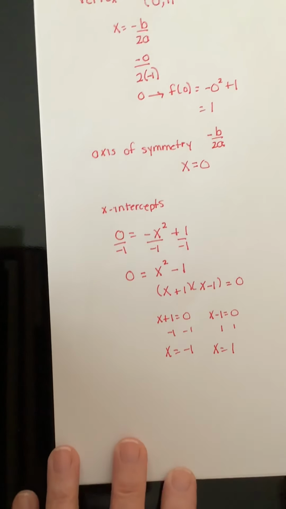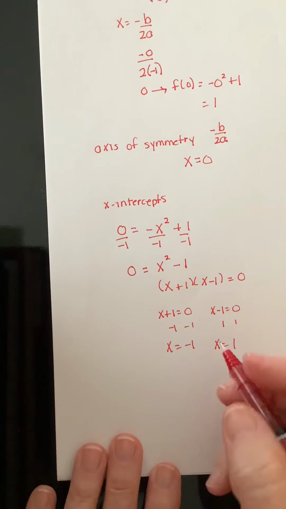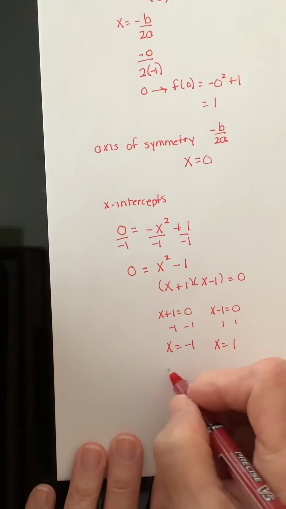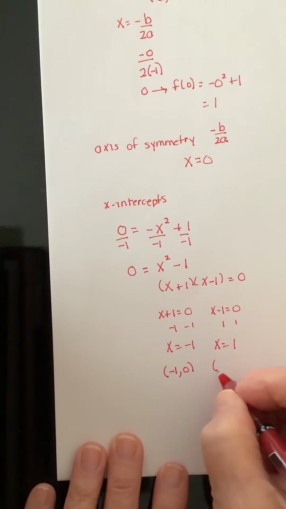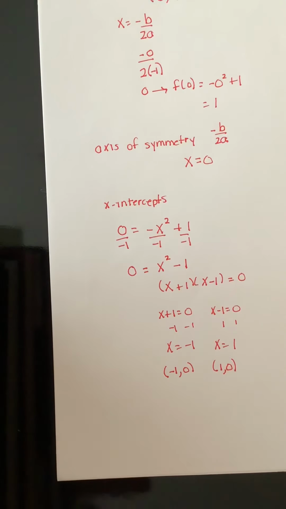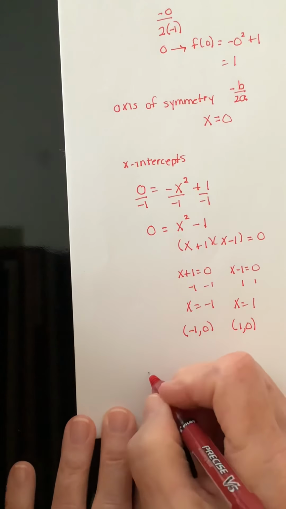Okay, remember our y value for each of these is 0. We let y equal 0, and these are our x values. So we have two x-intercepts. It's the point -1, 0. You have to write these as points on your test on the computer, and 1, 0. Okay, so the last thing that we're going to do is find our y-intercept.